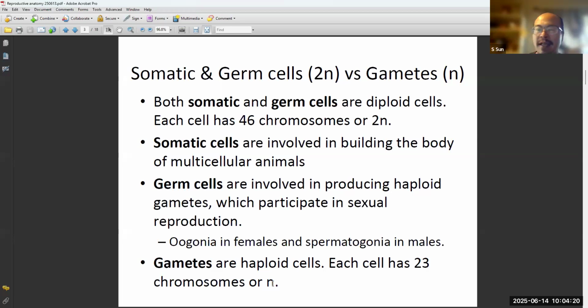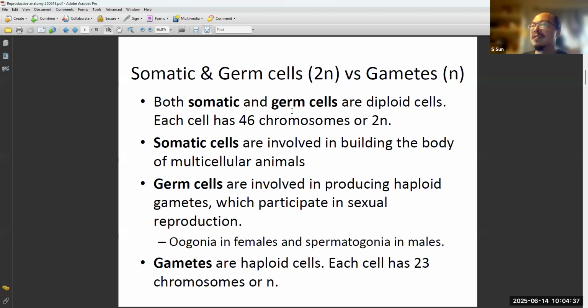We call it N. N is the number, which is 23. But in the somatic cells, that is our body cells, there are 23 pairs of chromosomes. So we have not just N, we have 2N right here, 2N.